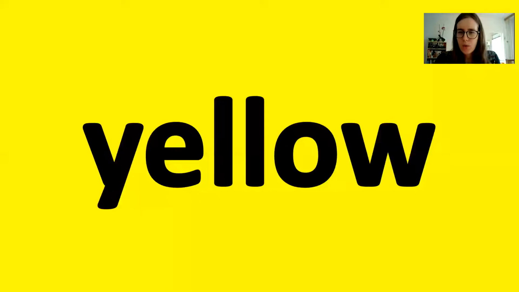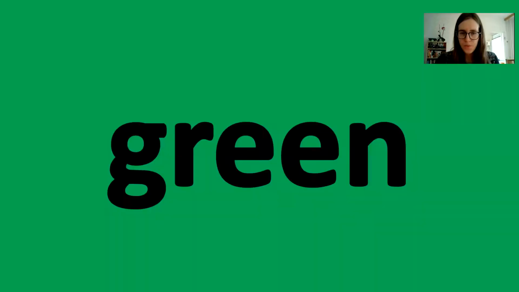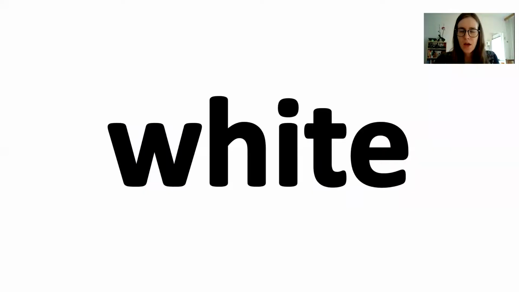Okay, the colors now. Say it after me. Listen and repeat. Blue, blue, blue. Yellow, yellow, yellow. Oh, by the way, British, American, I speak British English, okay? British English. Yellow. Green, green, green. Red, red, red. No t, t, t, d, d, d, red.